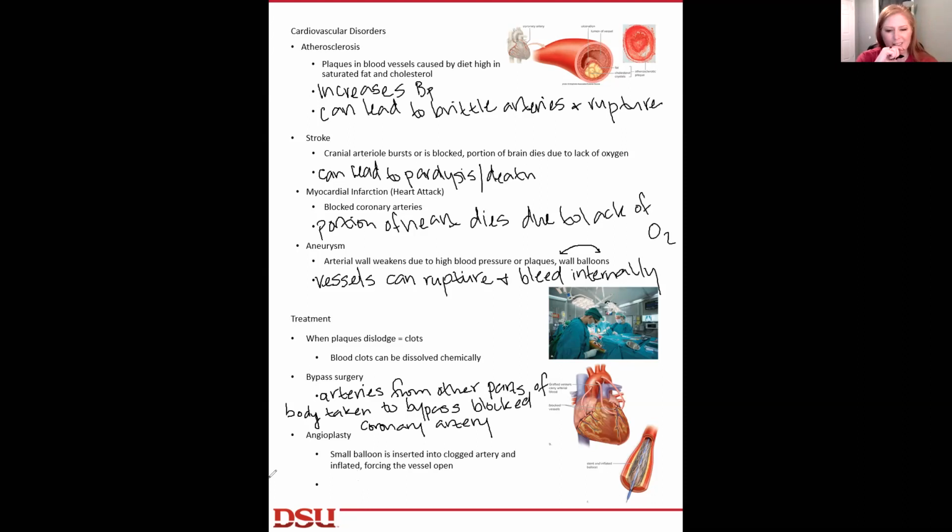Normally with these though, the balloon opens it up more to its normal size, or the size it should be, but in order to keep it there, it has to have a stent placed after. So it's opened up using this balloon that gets inflated, and then a stent is placed and the balloon is deflated and pulled back out, and it keeps the vessel open like it's supposed to be.